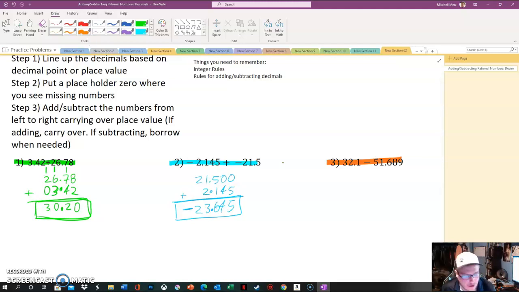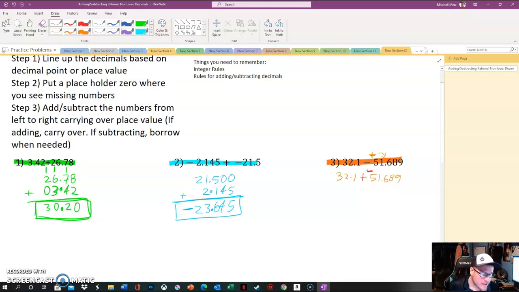So let me show you that by rewriting it. I'm going to rewrite 32.1 minus 51.689. Now, this is subtraction. This number, 51.689, is positive. There's no sign in front of it. This is a subtraction symbol, but the sign for this number is positive. Now I'm going to use red to show you what I mean. I'm going to keep the first sign, change it to addition, and change this to negative. So keep, change, change. Or add the opposite.